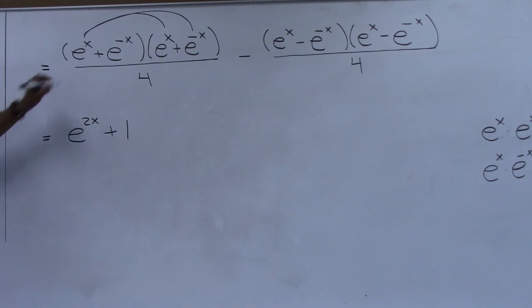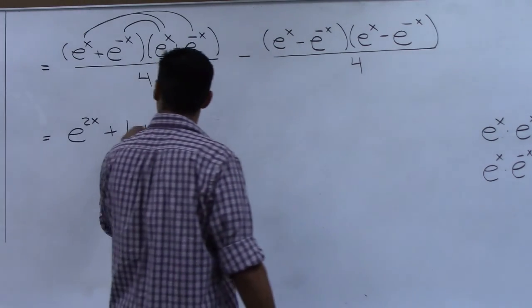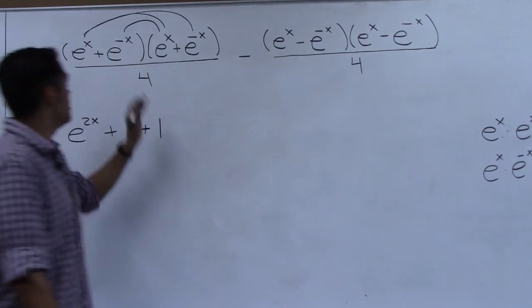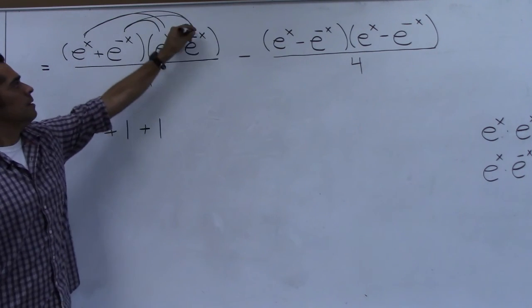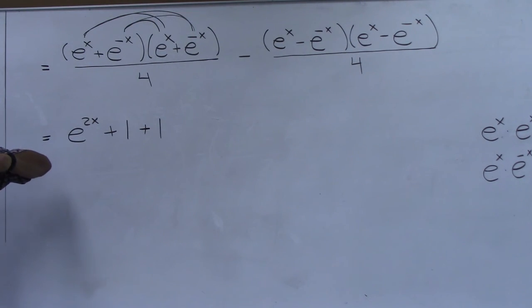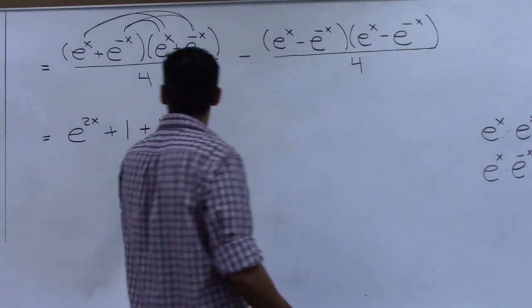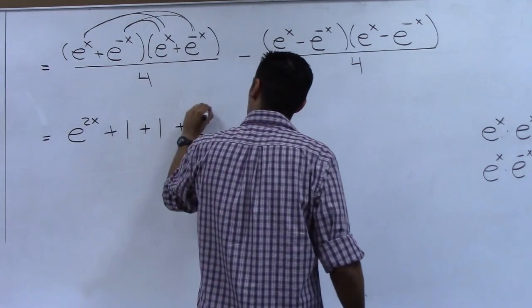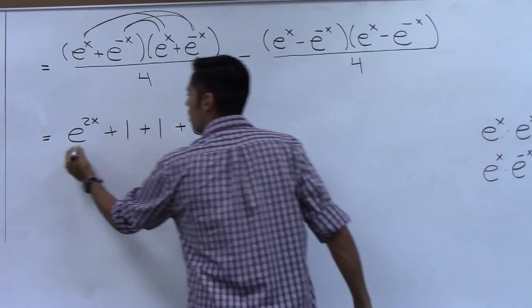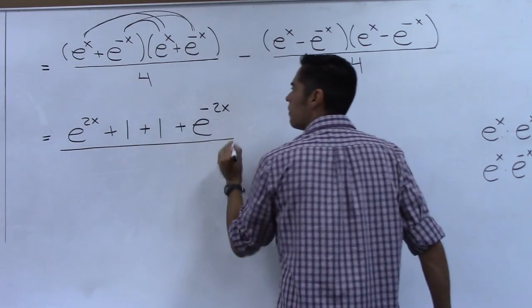Next thing, inside. What's that going to be? 1 again. So plus 1. And then what's the last multiplication? That'll be e to the negative 2x, because you'll have negative x, you add them together, you get negative 2x. So this will be plus e to the negative 2x. All of this over 4.